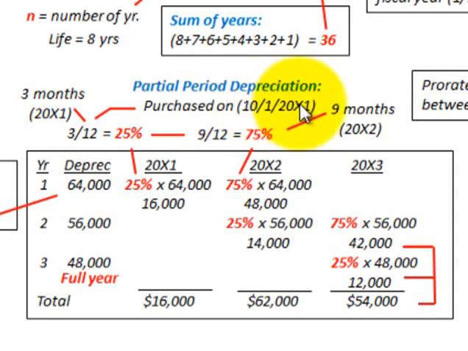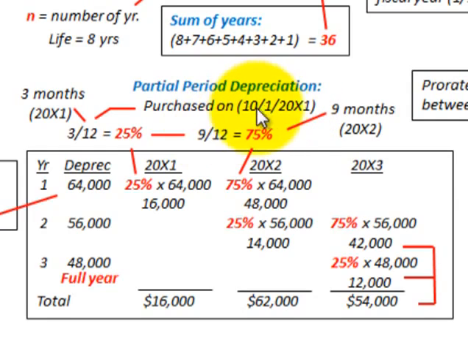So on 10/1 20x1, there would be 3 months left: October, November, and December. 3 months in the year, and a total of 12 months. So our fractional amount that we'd be depreciating for 20x1 is simply 3 divided by 12, or 25%. Now the remainder of our depreciation would be of the total 1 year that we're accounting for. The next would be the 9 months that is remaining in the next year, because we're moving from 10/1 of 20x1 to 10/1 20x2 and so forth.